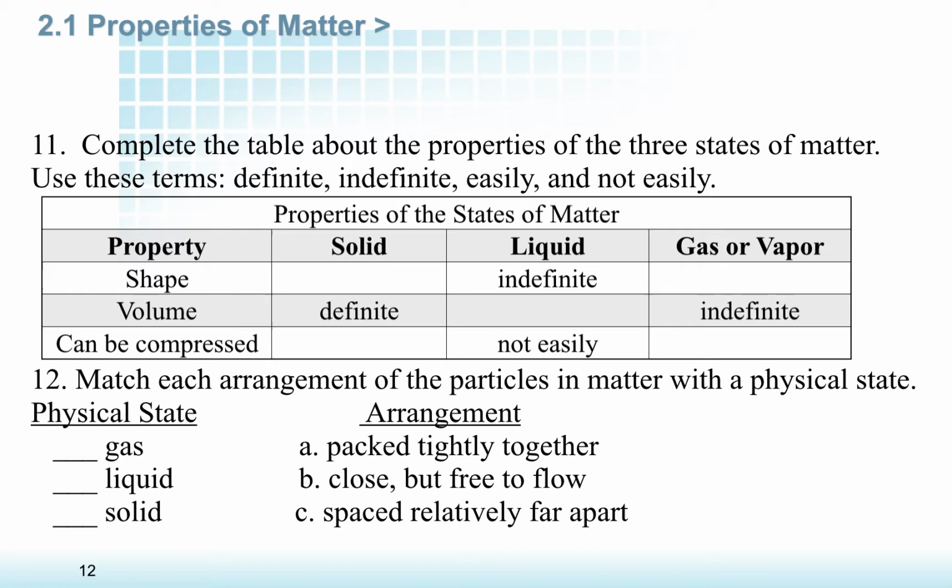Now, complete the table about the properties of three states of matter. Use the terms definite, indefinite, easily, not easily. So the first one is the property is the shape. The shape of a solid is definite. It does not change. The shape of a liquid is indefinite. It will take the shape of its container up to its volume. The shape of a gas or vapor is indefinite. It will completely fill its container.